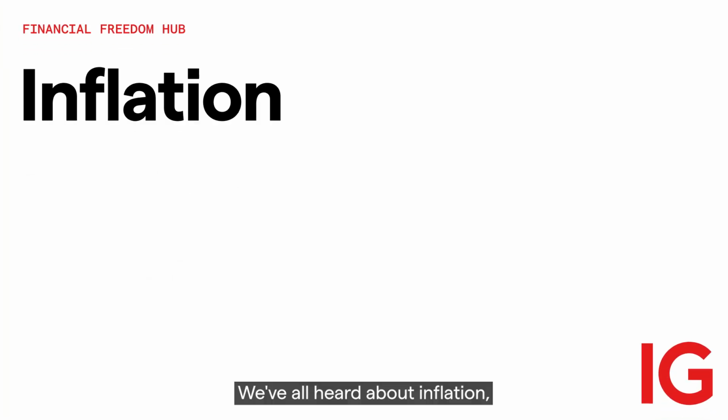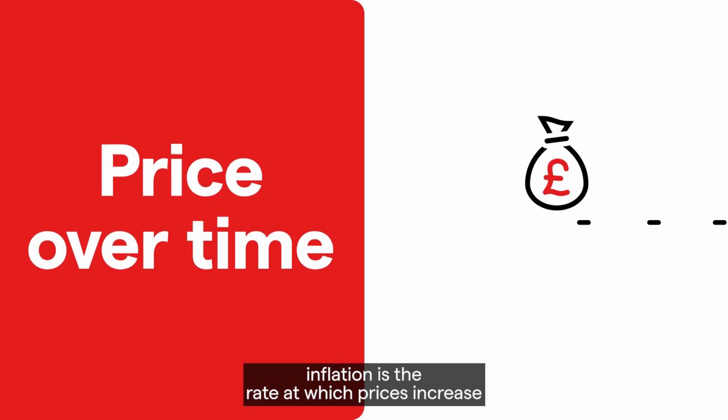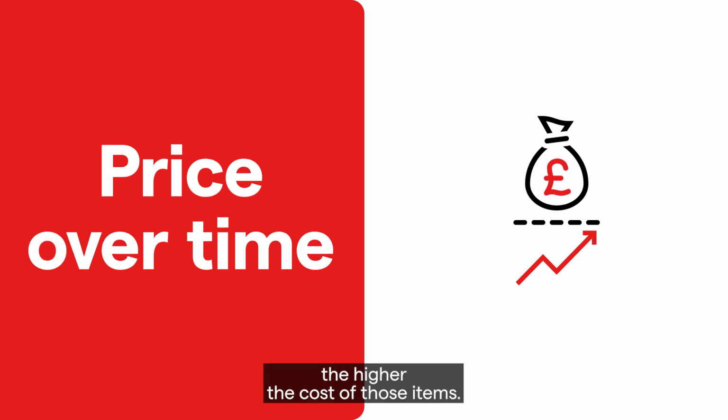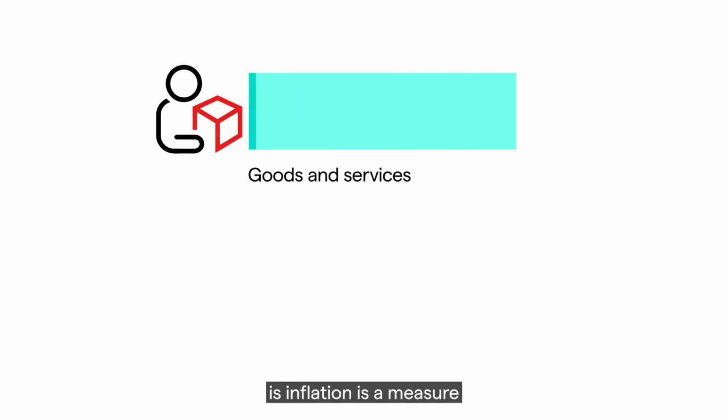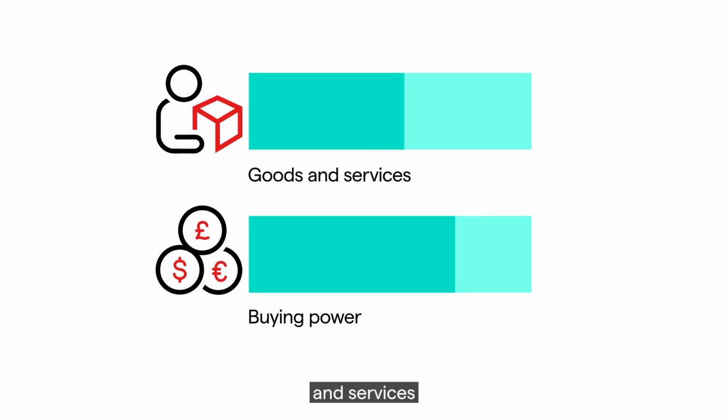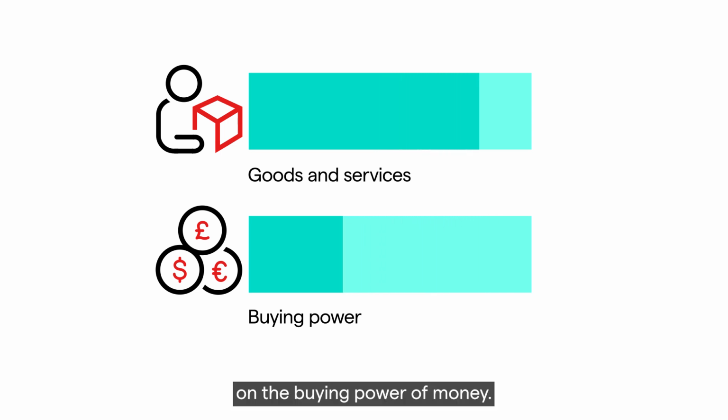We've all heard about inflation, but what is it? In simple terms, inflation is the rate at which prices increase over time. So the more time passes, the higher the cost of those items. Another way of looking at this is inflation is a measure of the impact of the increasing price of goods and services on the buying power of money.